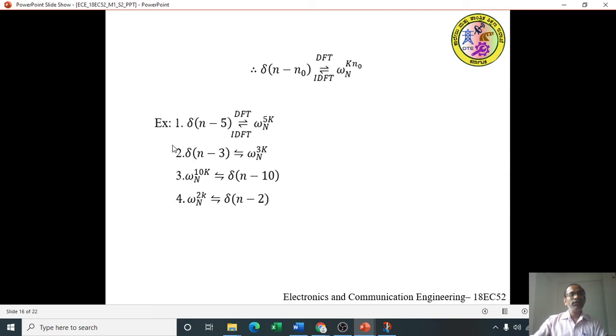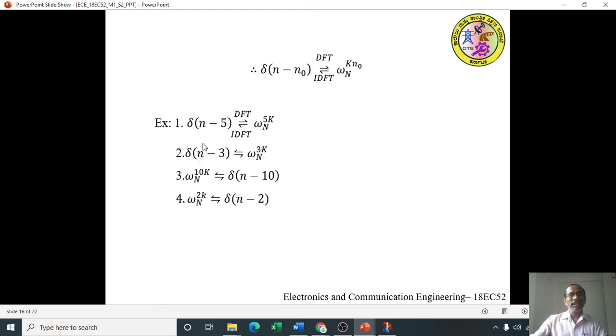In the exam, if they give delta n minus n naught, you'll observe n naught is replaced by 5. So wherever n naught is there in your answer, write 5. So delta n minus 5 has a DFT of omega n power 5k. If it were delta n minus 10, it would become omega n power 10k.